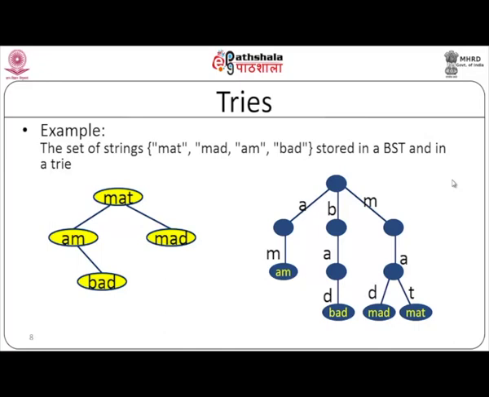So, this is a typical example of a trie, and this is a trie for the words mat, mad, am and bad. Please note that these tries are irrespective of the order in which the words come, since it is a set.